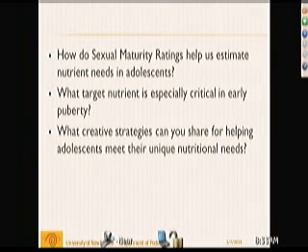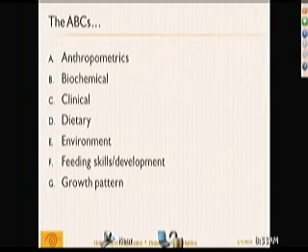So I want you to think about how sexual maturity ratings help us estimate nutrient needs in adolescence. Sexual maturity ratings are the new terminology for Tanner staging. Those of you who've been around as long as I have or longer, that's what you learned, but now it's SMRs. What target nutrient is especially critical in early puberty? And what creative strategies can you share for helping adolescents meet their unique nutritional needs? That'll be the time for you to be the keeper of the knowledge and to let us know what creative ways you've come up with helping adolescents make good choices.